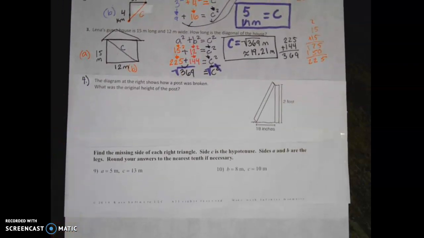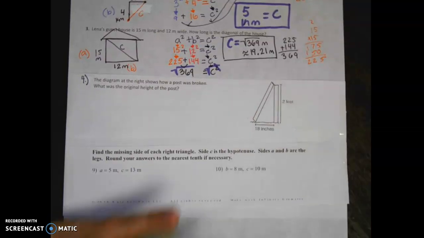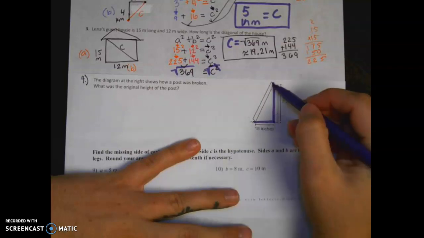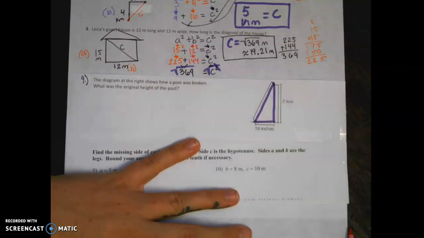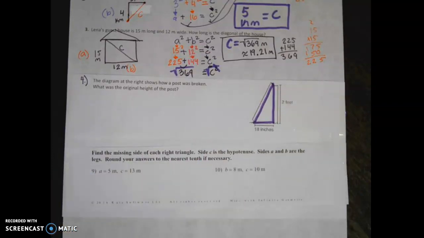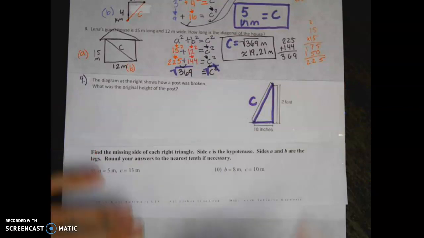Let's move on to number 4. The diagram at the right shows how a post was broken. Oh no, we got a broken post. We need to figure out what the original height of the post is. So looking here, you can see we have a triangle right here. So we have 2 feet and 18. Which letter am I missing? A, B, or C? C, or the hypotenuse, right? So I'm missing C, my hypotenuse.